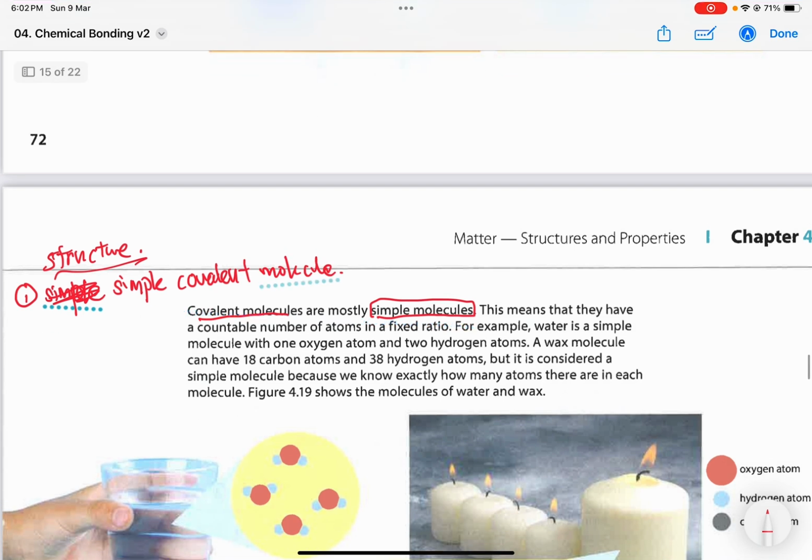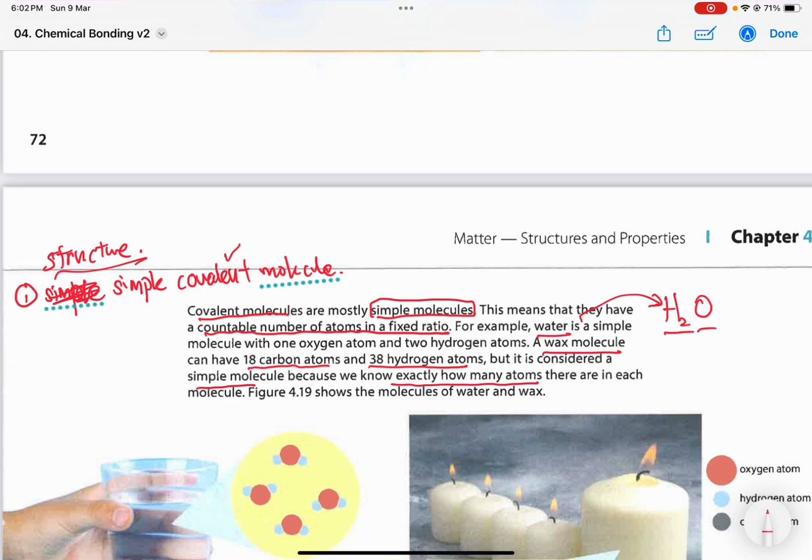What does a simple covalent molecule mean? It means that they have a countable number of atoms in a fixed ratio. For example, H2O water, obviously simple because you got 2 hydrogen, 1 oxygen. Now what if it gets quite big? A wax molecule has 18 carbon and 38 hydrogen atoms. This is still considered simple because we can count. As long as you can count, you know the exact number of atoms, these are all considered simple covalent molecules.